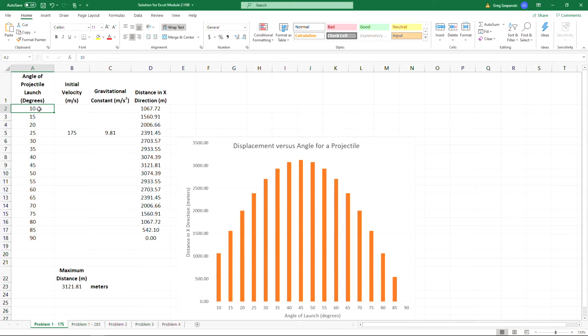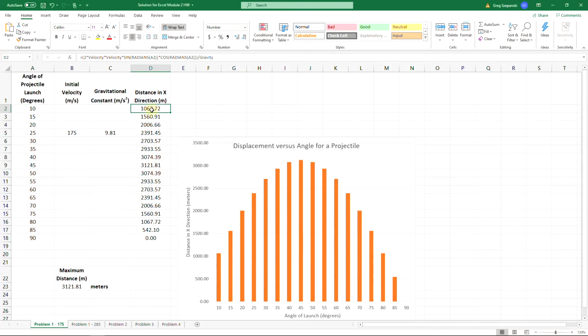The way I did this particular problem is I used the fill series to create my series that we were asked for, the angles in degrees. So I put 10 in the first one, clicked on that space, and clicked on fill series. I picked columns, linear, because we want a linear progression here. I picked a step value of 5, and a stop value of 90. And when I hit OK, this is what was generated. I'm not going to do that again, but you can see that's the output that was generated.